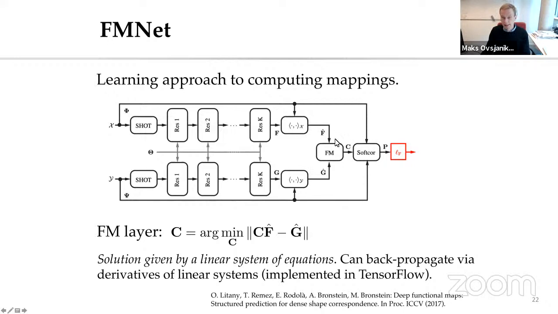And this is an important thing: this FM layer is not trainable. It directly solves the linear system inside the network. Then this functional map is converted to a soft correspondence, and then there's some loss imposed. So the important thing is that, first of all, this functional map layer is given by a linear system of equations. It doesn't have any parameters, but you can back-propagate through a linear system in, for example, TensorFlow.